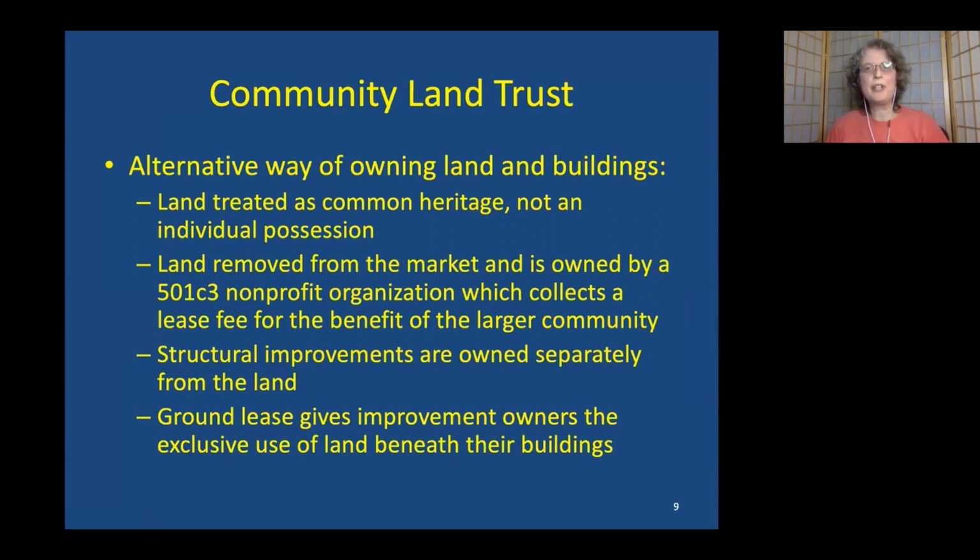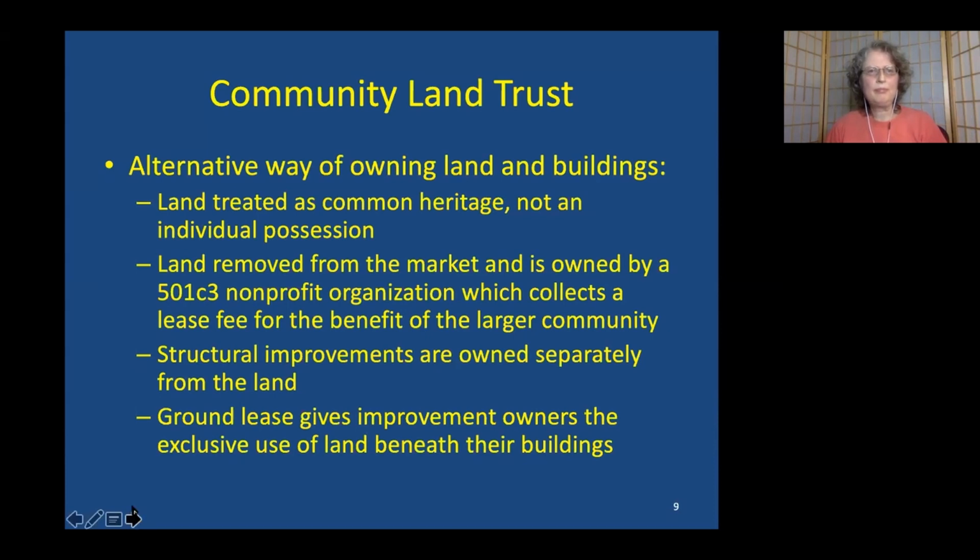Within this model, the structural improvements, including buildings or other kinds of infrastructure, are owned separately from the land, usually by the people living on the land. And then there's a ground lease, which gives the owners of the improvements the exclusive use of the land beneath their buildings.